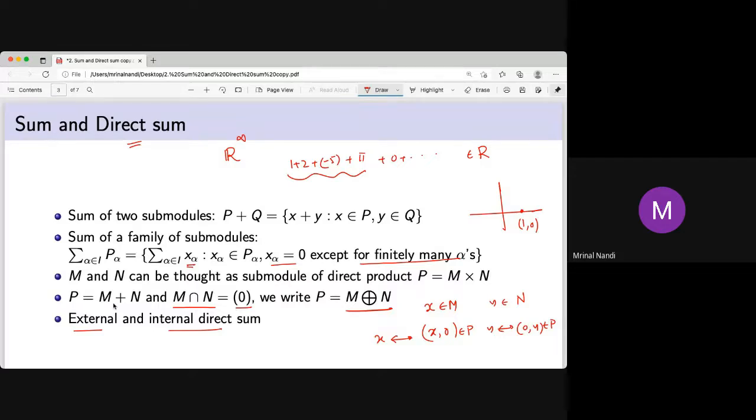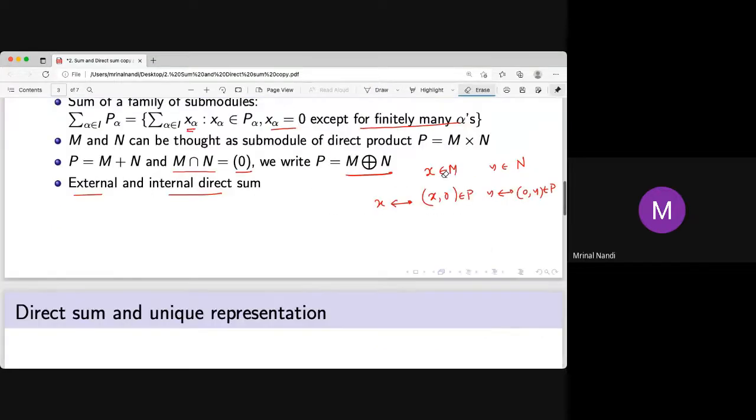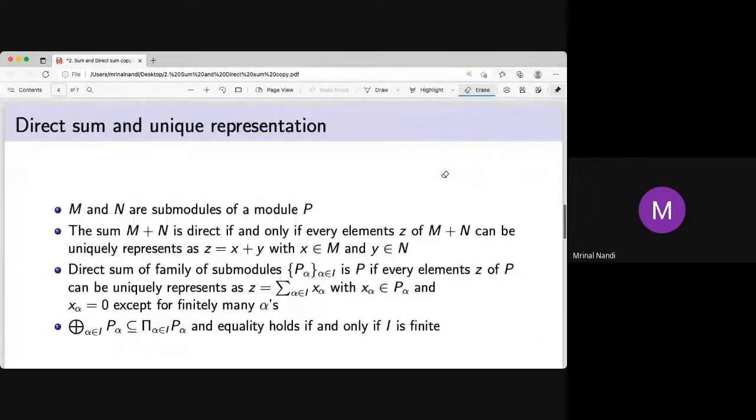So actually there are two things, sum and direct sum. In a sum, that may not be direct; the intersection may have elements other than 0, maybe non-zero elements. But once it is direct, then 0 is the only element in the intersection. Obviously, once it is external, that must be direct. But when it is internal, it may or may not be direct. And your external direct sum can be thought of as an internal direct sum after this identification. So actually there are two concepts, sum and direct sum.